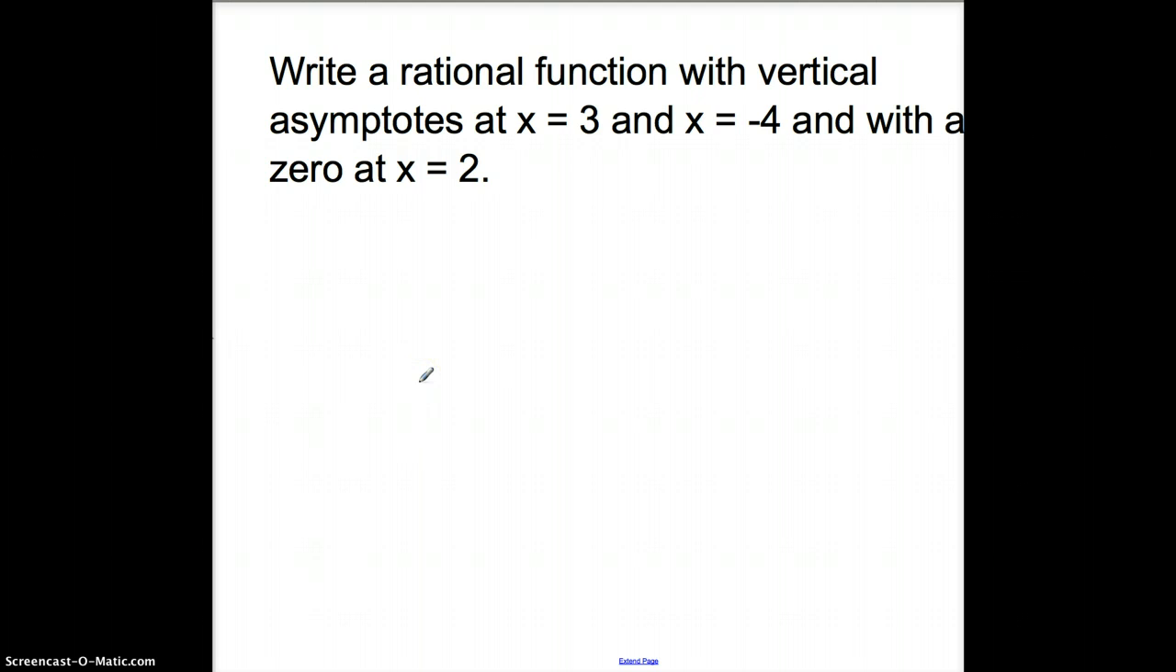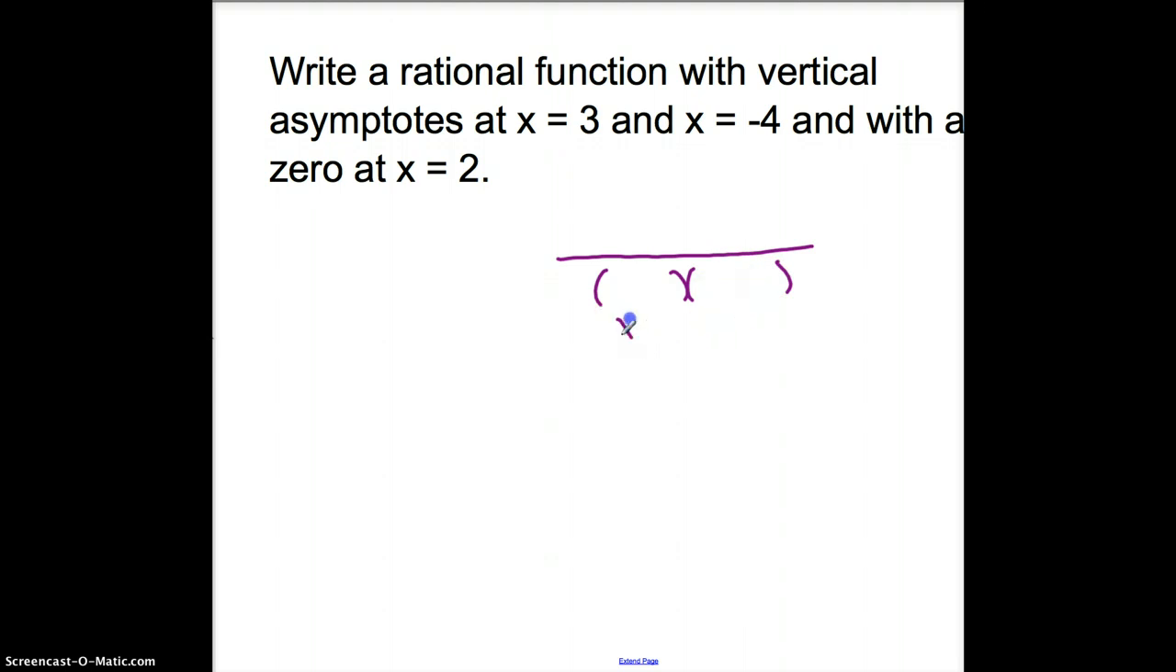All right, one of the problems on your homework asks you to write a rational function with vertical asymptotes at x equals 3 and x equals -4, and with a 0 at x equals 2. So let's think about what vertical asymptotes mean. If I give you a function and I ask you to find the vertical asymptotes, you're going to look at the denominator. You're going to try to find where the denominator equals 0. I've got two vertical asymptotes, so there are going to be two places that equal 0 in the denominator.